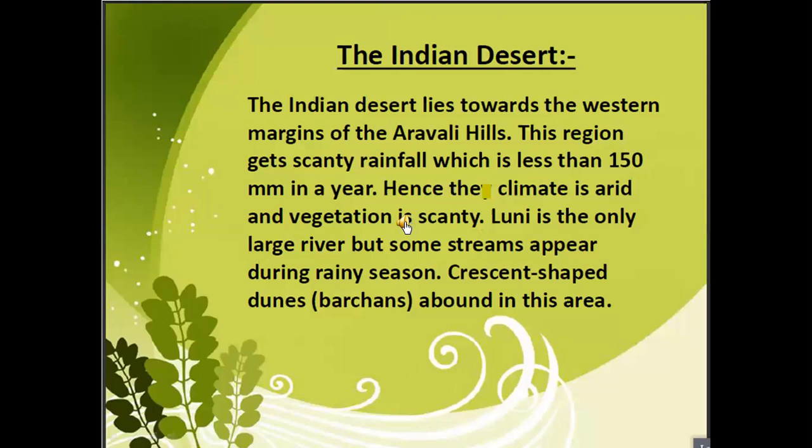The Indian desert lies towards the western margins of the Aravalli Hills. It is an undulating, sandy plain covered with sand dunes. This region receives very low rainfall, below 150 millimeters per year. It has an arid climate with low vegetation cover. Streams appear during the rainy season. Soon after, they disappear into the sand as they do not have enough water to reach the sea.